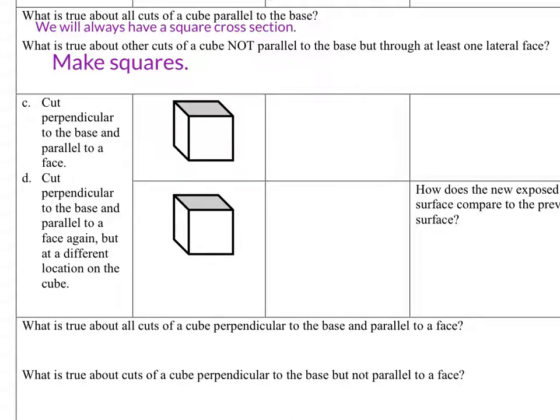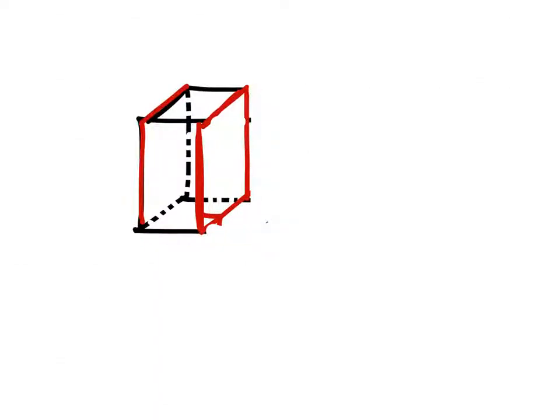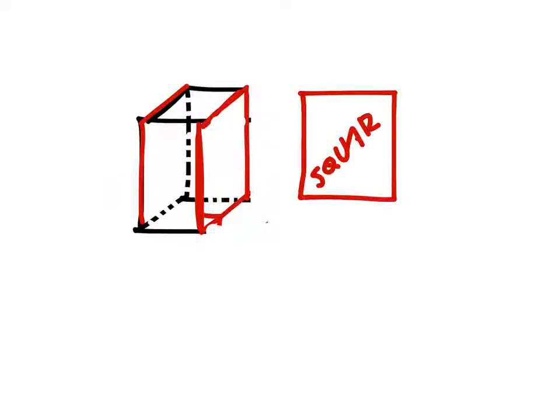We're going to cut this one perpendicular to the base and parallel to a face. Perpendicular to the base means it's going to make a 90-degree angle, right? That's going to make it perpendicular to the base, but it would also be parallel to this face right here. So when we finish this chop, we end up with something like this. Let's clean that up. This is still a square. If we remove it out here, it's not very well drawn, but it is supposed to be a square. So this would still give us a square.